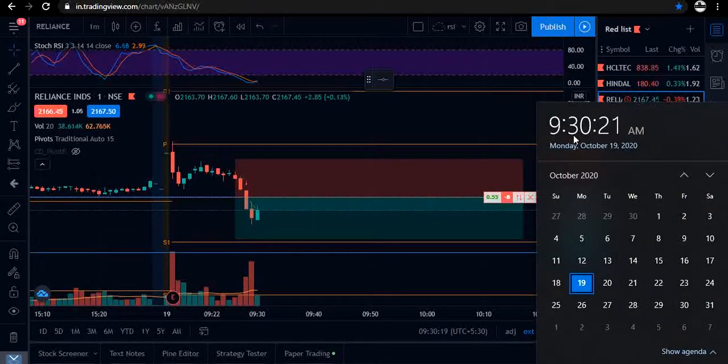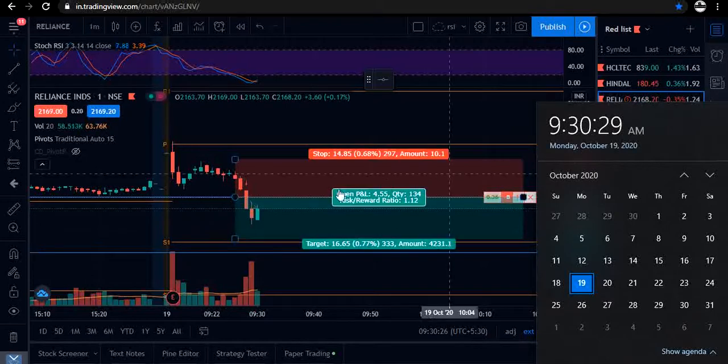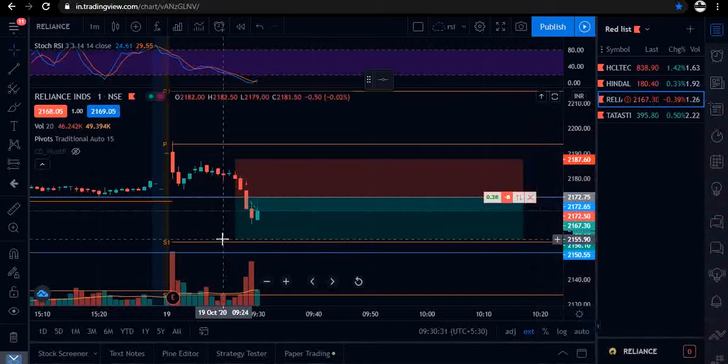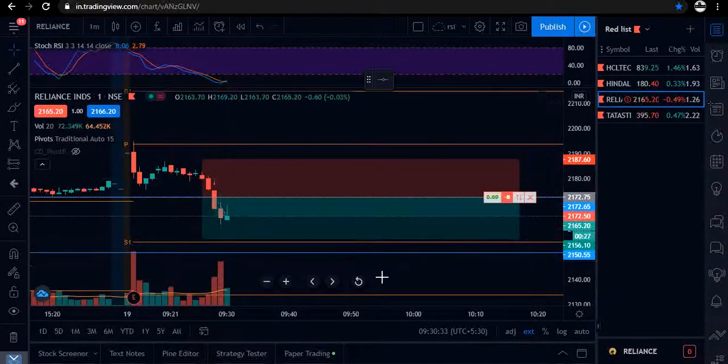So you can see here currently the time is 9:30 a.m., and today's date is 19th of October 2020. So traders, this is our entry.